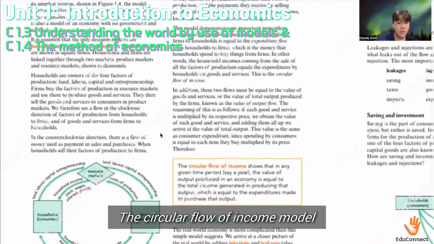It is assumed that the only decision makers are households, which are us, the consumers, individuals, and firms or businesses. Both are shown in square boxes, as you can see, households, firms. Households are owners of the four factors of production: land, labor, capital, and entrepreneurship. Firms buy the factors of production in resource markets and use them to produce goods and services. They then sell the goods and services to consumers in product markets. We therefore see a flow in the clockwise direction, this way, of factors of production from households to firms and of goods and services from firms to households.